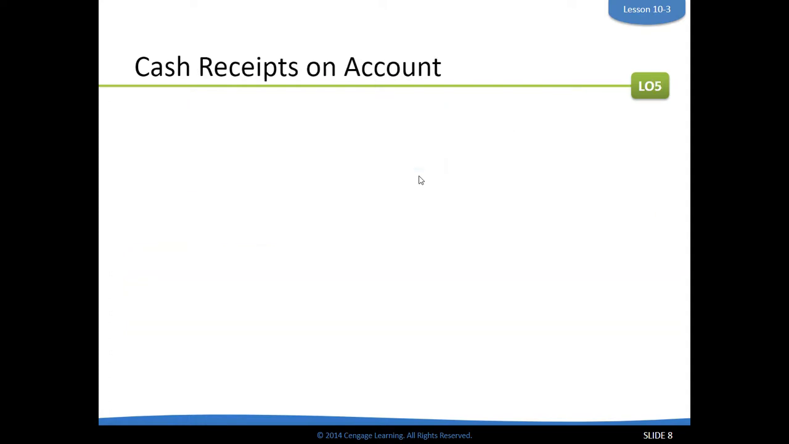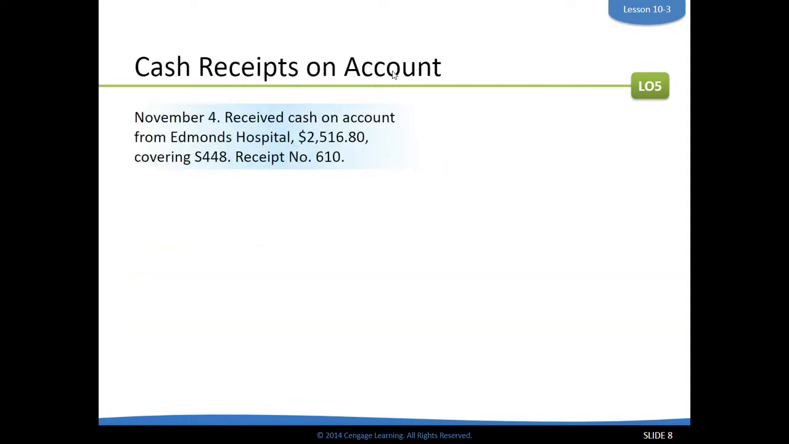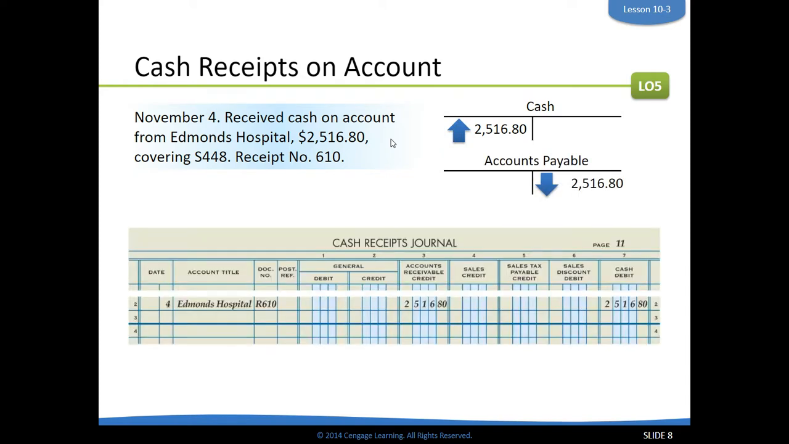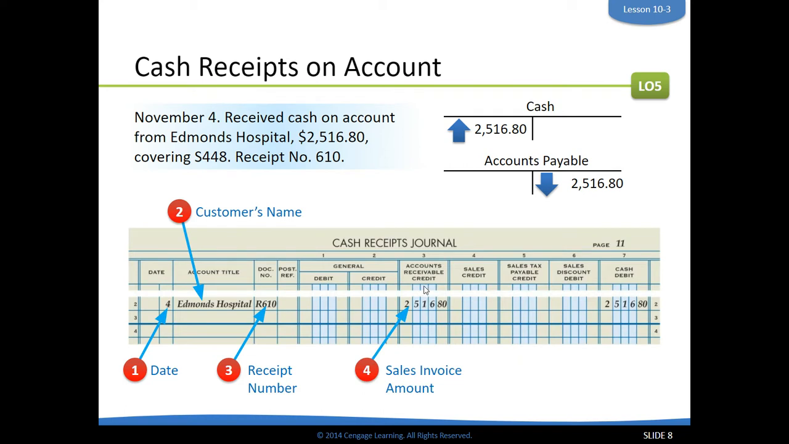A cash receipts on account transaction example is here. It says received cash on account. So when you receive cash on account, cash goes up, accounts receivable goes down. So we're going to put the name of the customer, Edmonds Hospital. We'll put the date, then Edmonds Hospital, the receipt number, R610. And then when it says on account, we know we're utilizing this accounts receivable column. So the total goes in accounts receivable and then in cash.